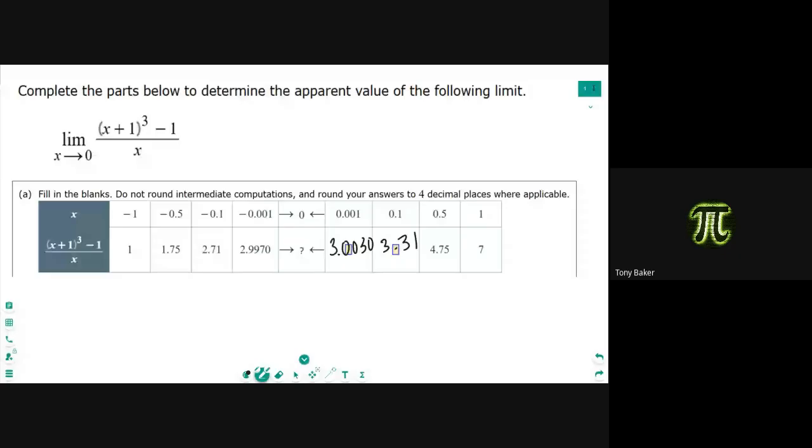So my limit for this problem, as x goes to 0, is 3. That's what a limit means. A limit means looking at going from both sides. What is that number getting closer and closer and closer to?